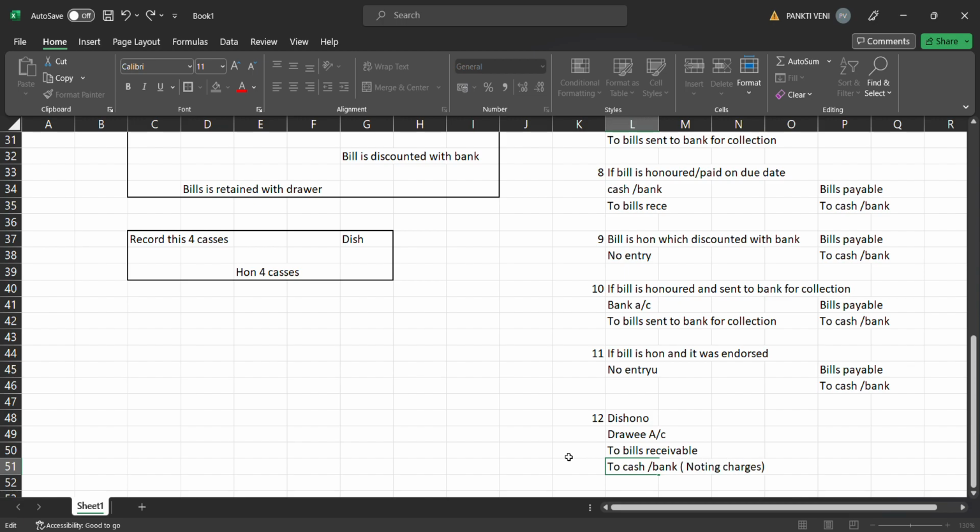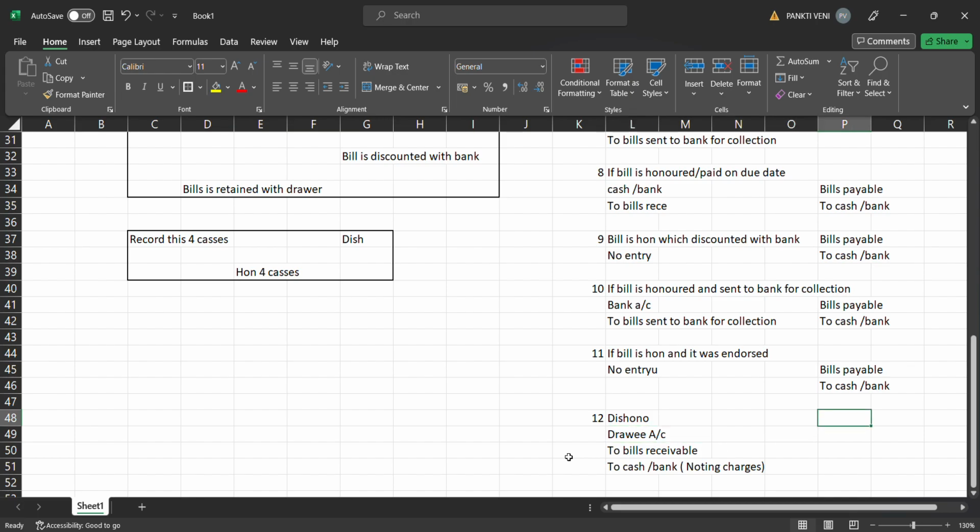So whenever your bills get dishonored, it is not getting paid. In that case, you will have to note it down. You will have to get it notarized. So that noting charges you will collect from your drawee. So when the bill is dishonored, you will have to give away your bill again, update it, and collect the noting charges from your drawee. So this is the one.